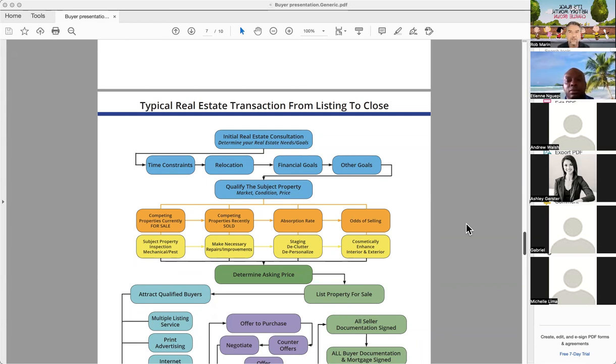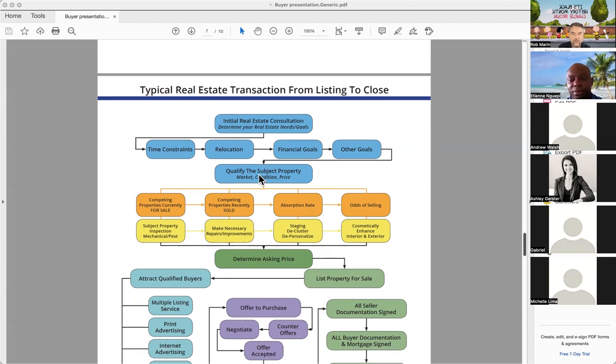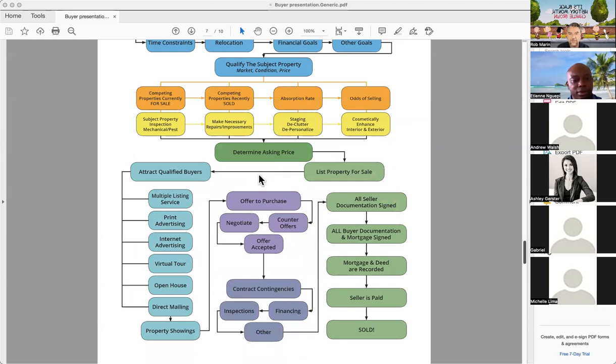Is that part clear? Okay. I'm going to cut it off at listing sale for property, because that's when we talk about a little bit of the marketing in that. So I'll dive into that, and that's when you attract the qualified buyers. That's when we get into the multiple listing service, the print, all of that kind of stuff.